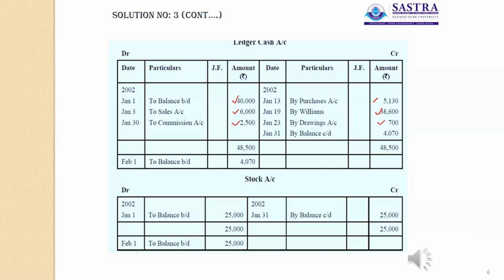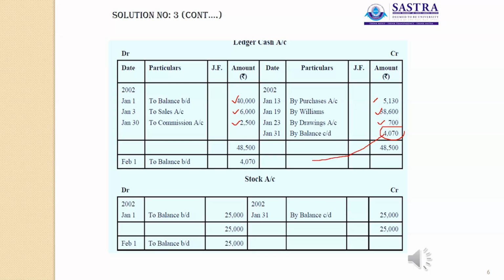So the total of the debit side is 48,500. So you write the same amount on the credit side, 48,500. The difference between these two is 4,070. So 4,070 is the closing balance of cash. At the end of the month, January 31st, by balance carried down rupees 4,070. So that amount is brought forward to the next month.